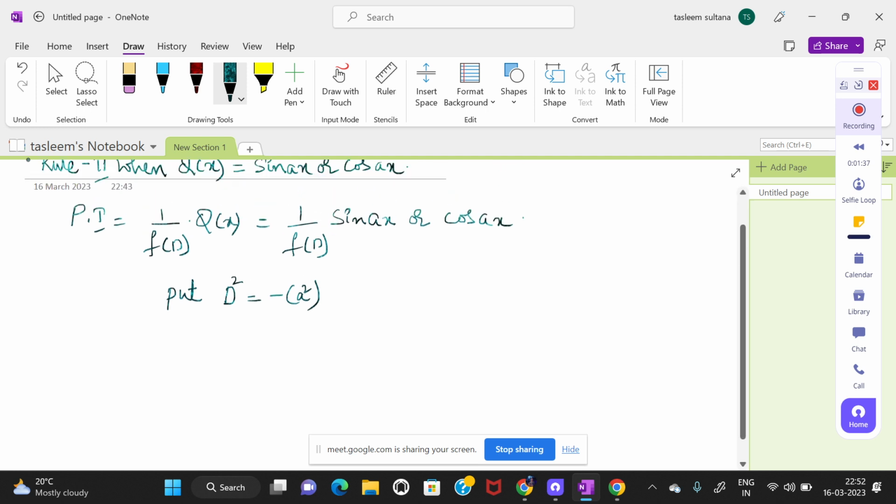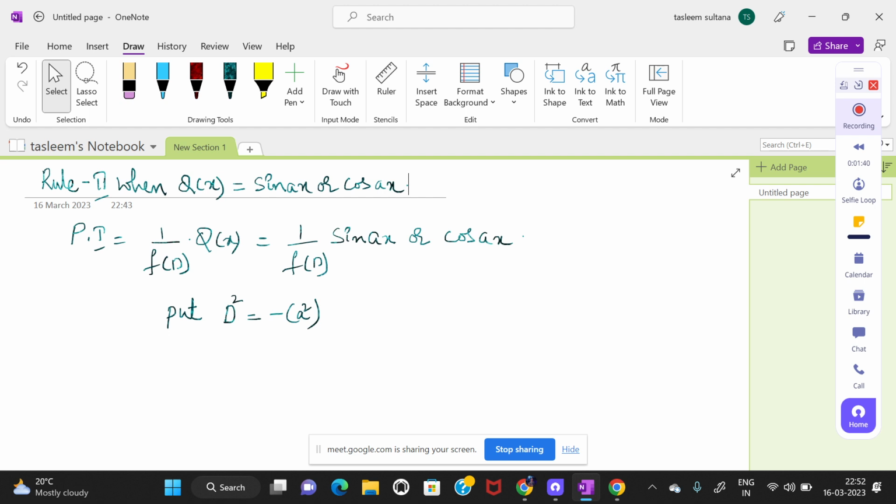Your PI is 1 by f of D into q of x, which is equal to 1 by f of D. It will be in the form of either sin ax or cos ax. Here we have to substitute D square equals minus a square. Here we are not going to substitute anything for the single D. After substituting D square equals minus a square, if any single D is left, we are going to do the rationalizing. Rationalizing means you are going to multiply and divide with the conjugate pair.